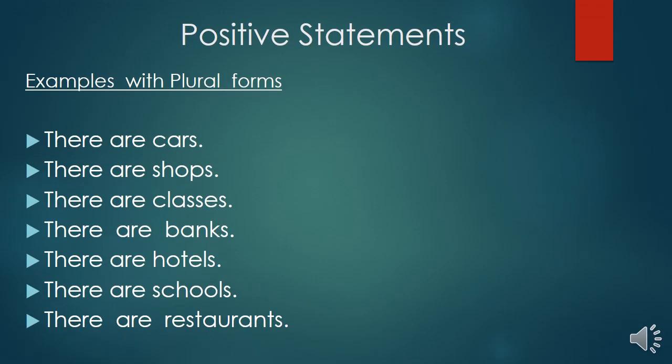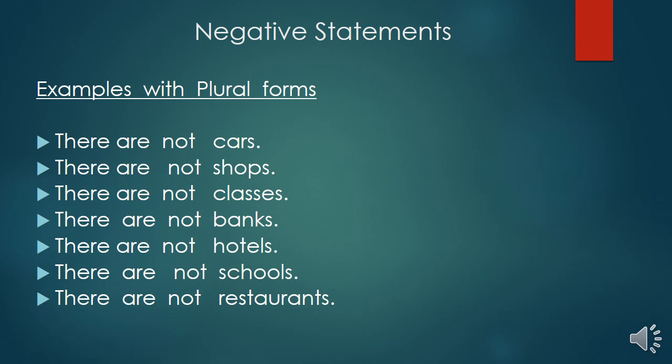Positive statements with plural forms. There are cars. There are shops. There are classes. There are banks. There are hotels. There are schools. There are restaurants.